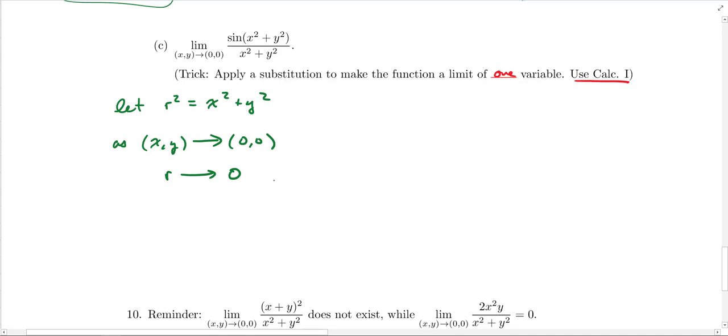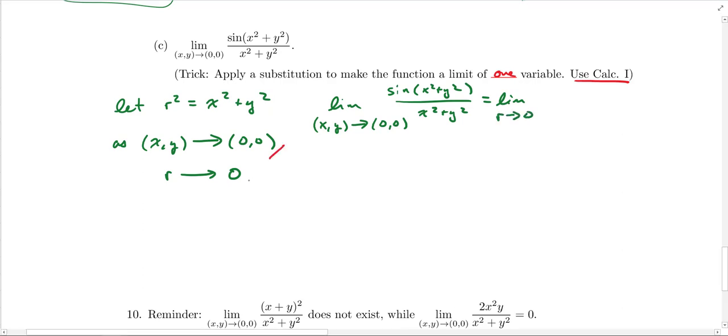So what I can do now is rewrite this as the limit. We have the limit as the points that we're choosing are approaching the origin. But then we're doing this substitution, so that's the same as the limit as r is approaching 0. That's what we found here, right? We replaced the limiting point with the limiting value of the sine of r squared all over r squared. Now this is a problem that is a one variable function.